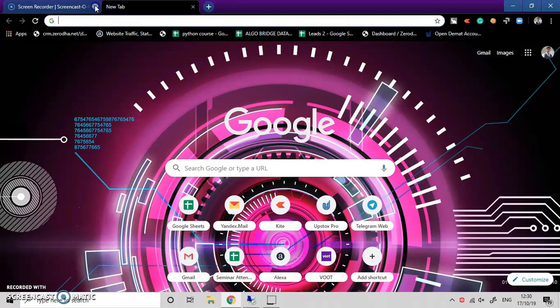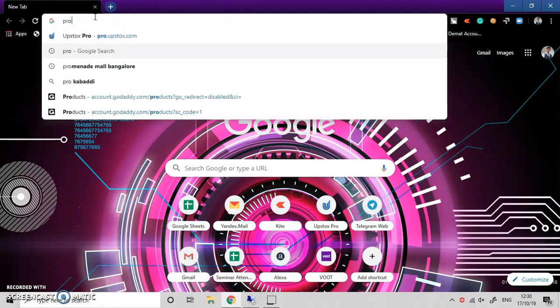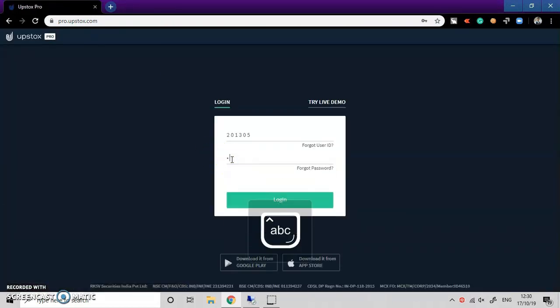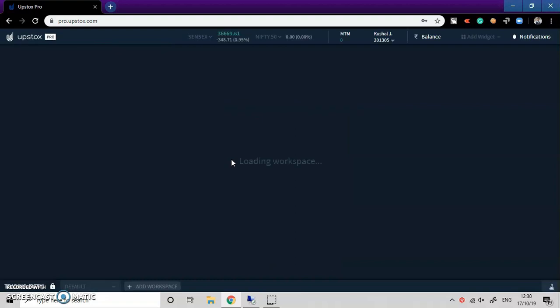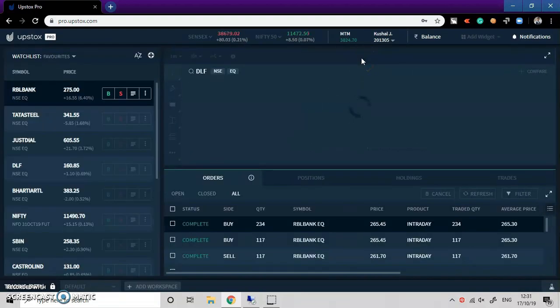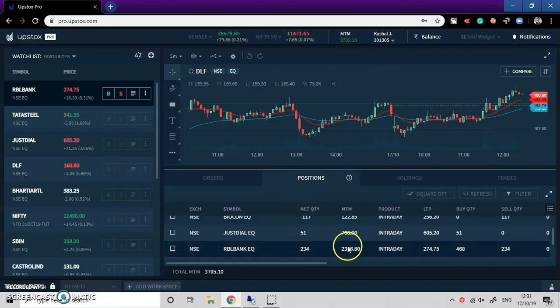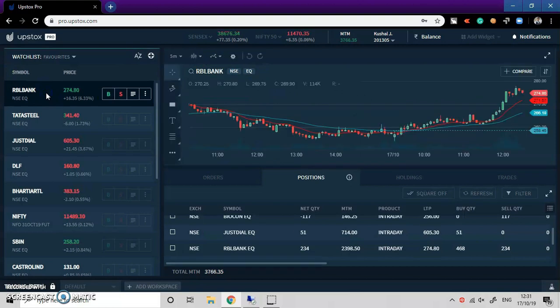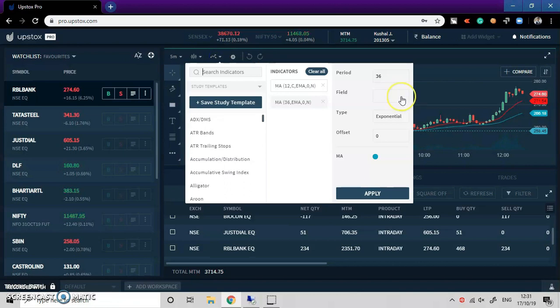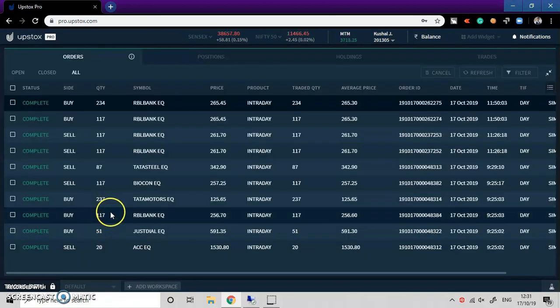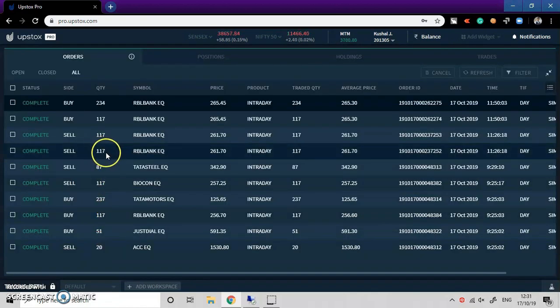Okay, I'm coming early. Instead of 3 o'clock, I'm just coming at 12:30 because I saw something on my mobile Upstox platform that I was very excited about. So you can see right now the MTM that I'm having is close to 3,800 rupees. Clearly because of RBL Bank. RBL Bank is giving me a profit of 2,300 because RBL Bank is up by 6%. So today was a very good day.